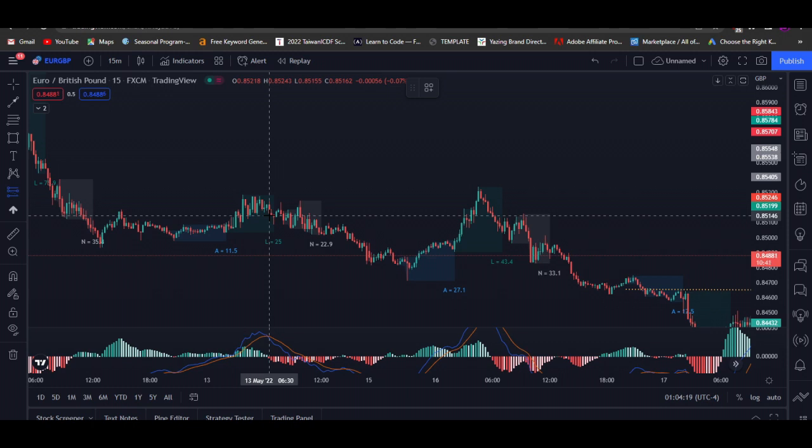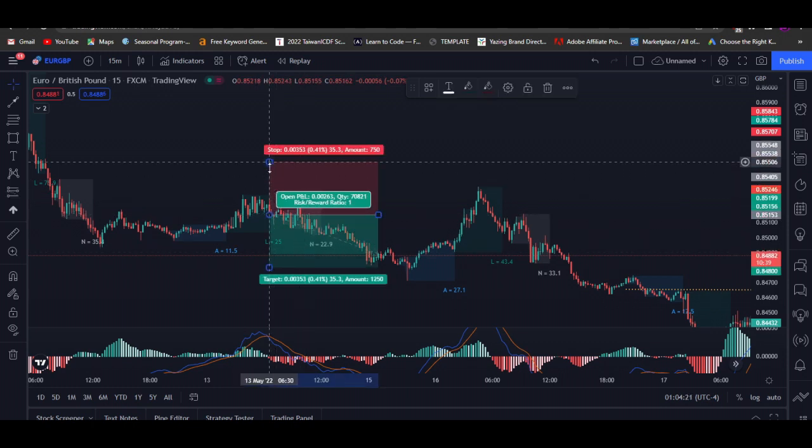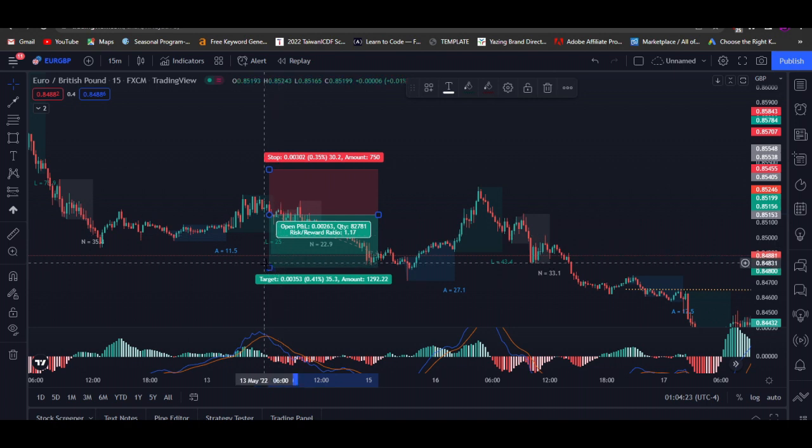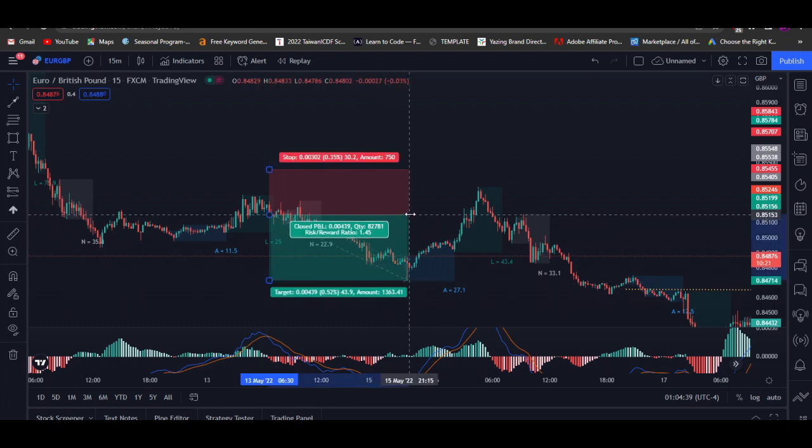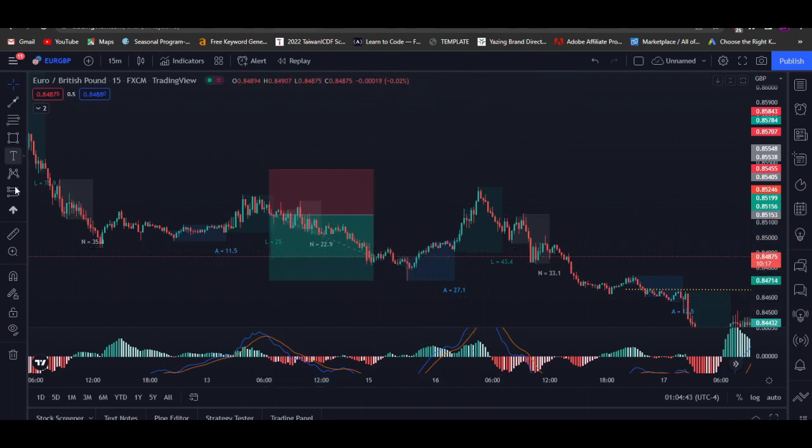So entry is right here. Look for a 30 pip stop loss, and price went for 43 pips. So we mark that down.